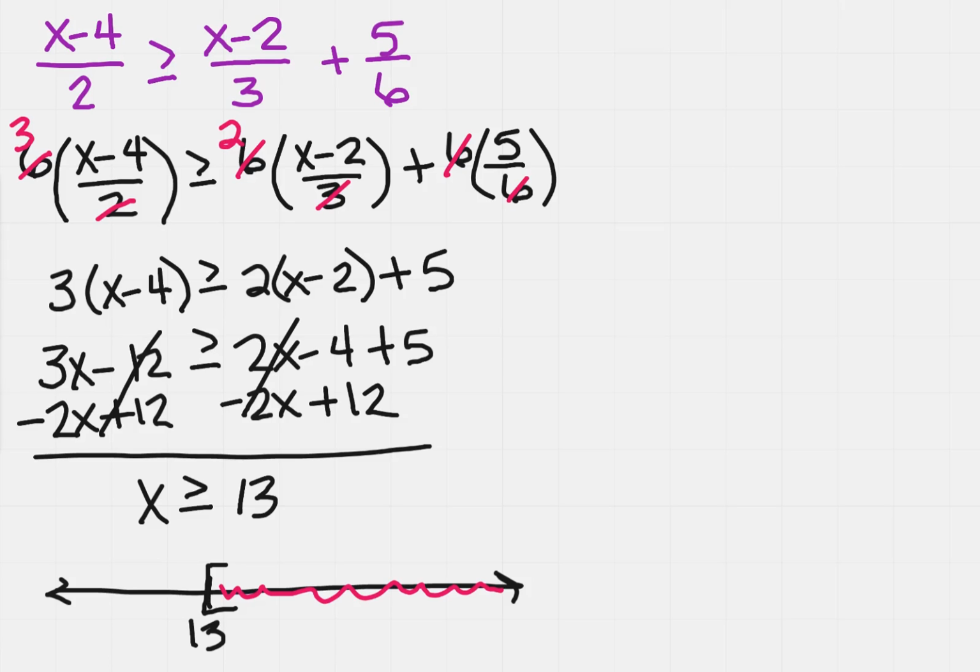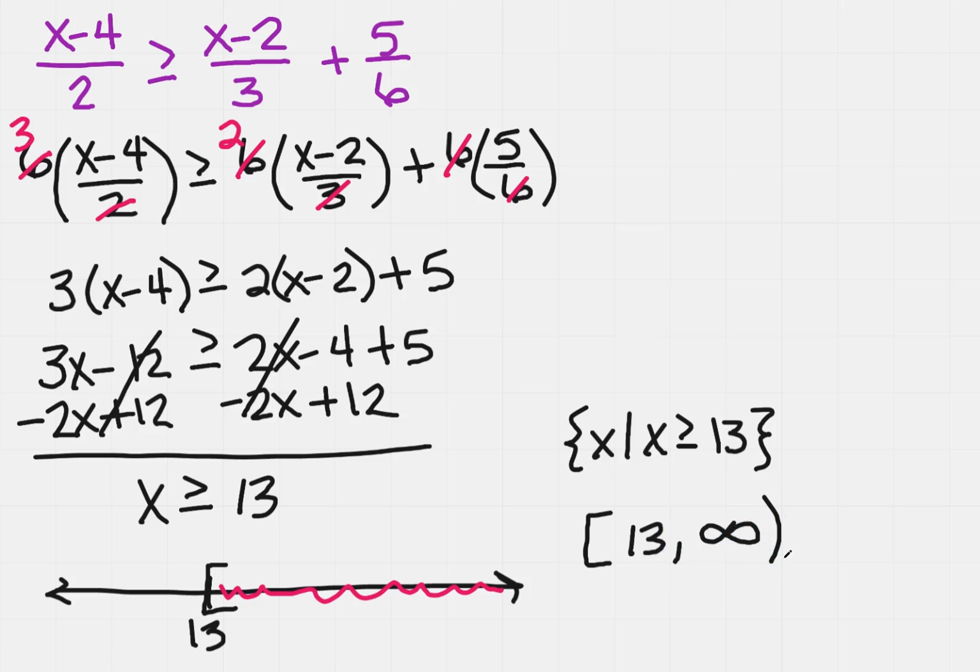So make sure we know how to do the set builder notation. So we're going to have x such that x is greater than or equal to 13. And then we can also say, if we wanted to, that it's going to be equal to 13, and it goes on forever, so it goes to infinity, not including that.